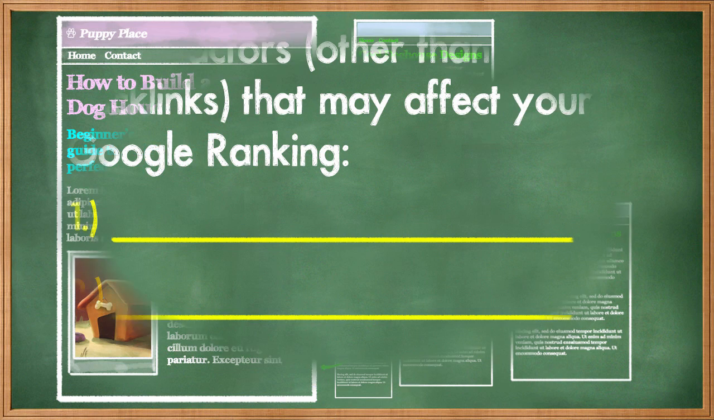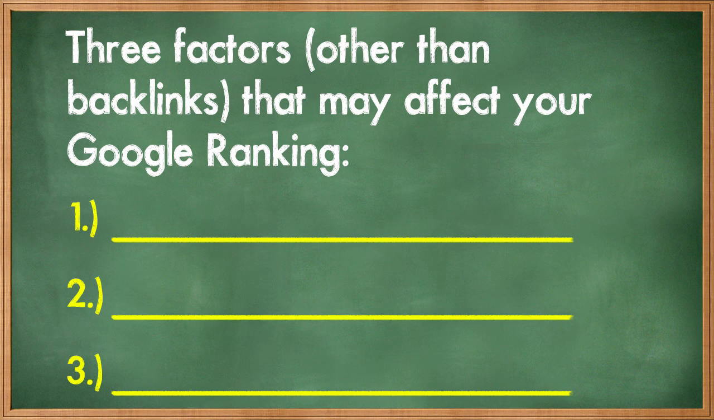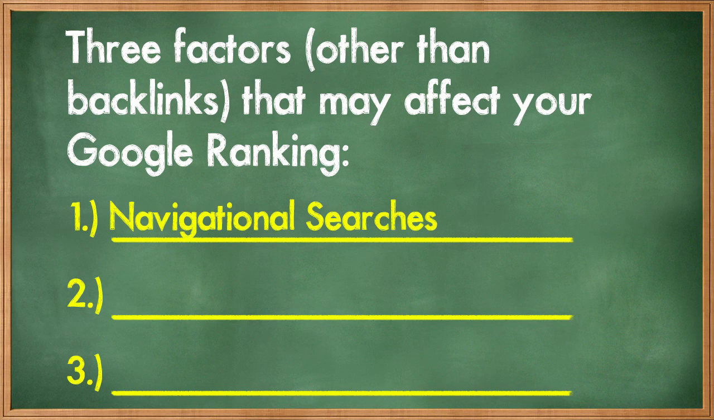Google does have other metrics at their disposal, and we're going to go over 3 of them now. These are 3 factors, 3 user behavior metrics, other than backlinks, that may affect your Google ranking. Okay, factor number 1, navigational searches. These are people who use Google to find a particular website domain or brand. A big part of Google's job is merely to return navigational search results. Often, the world's biggest search engine is not really a search engine at all. It's just a tool for looking up domain names.